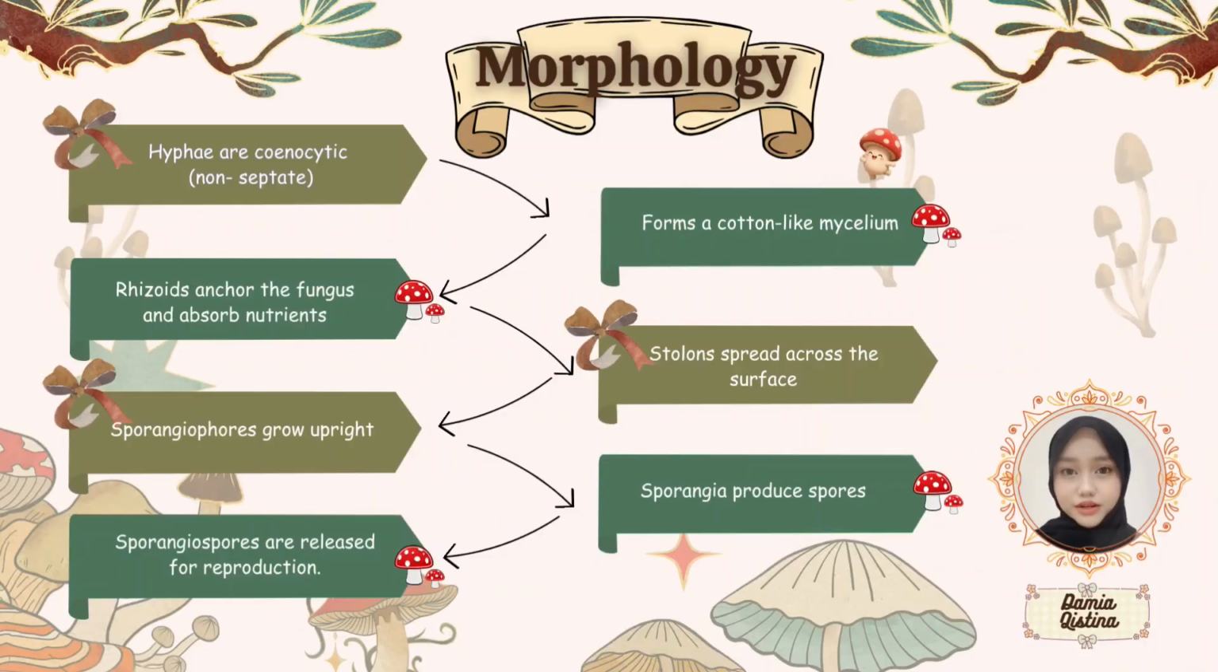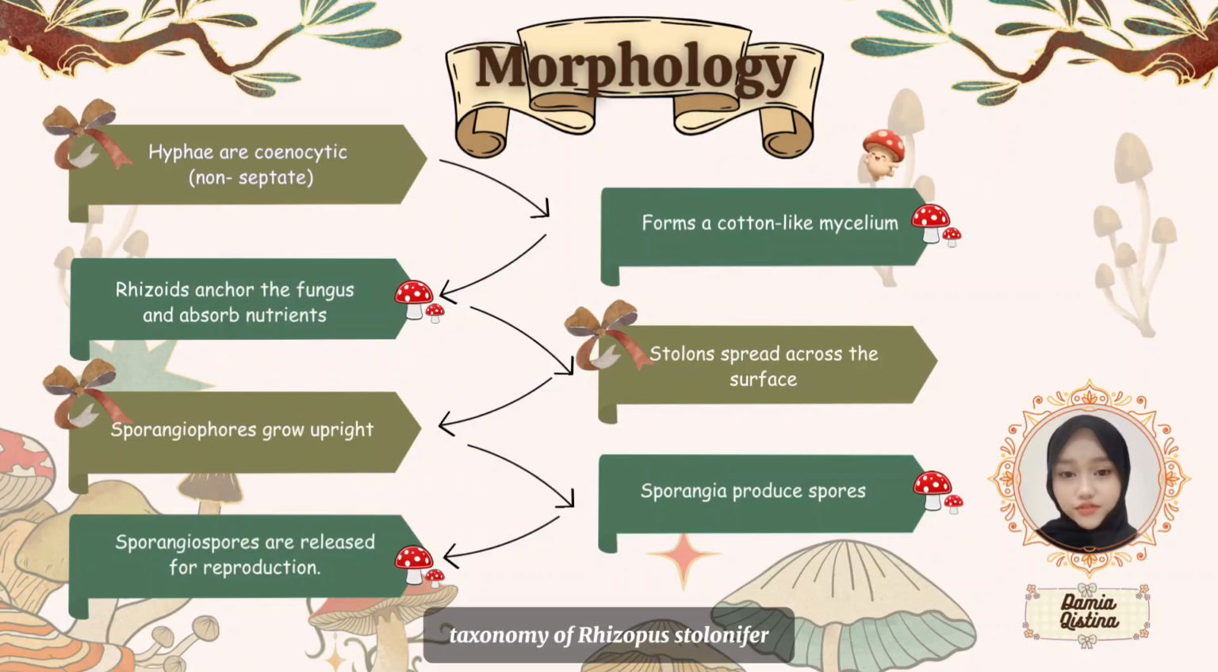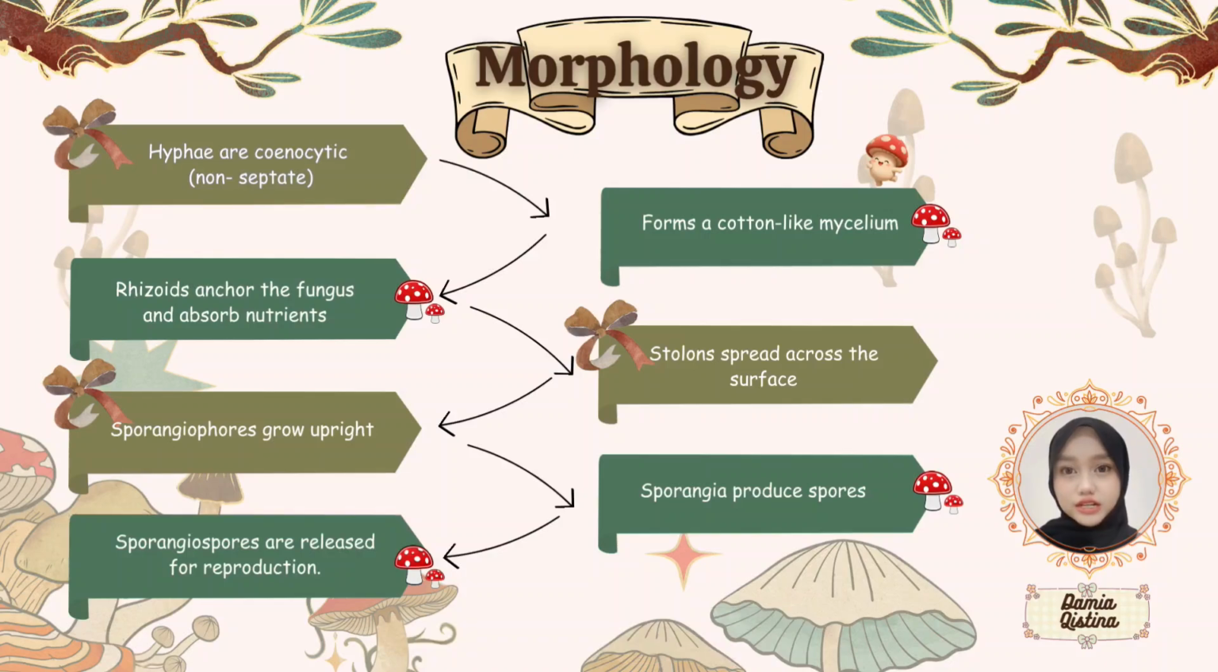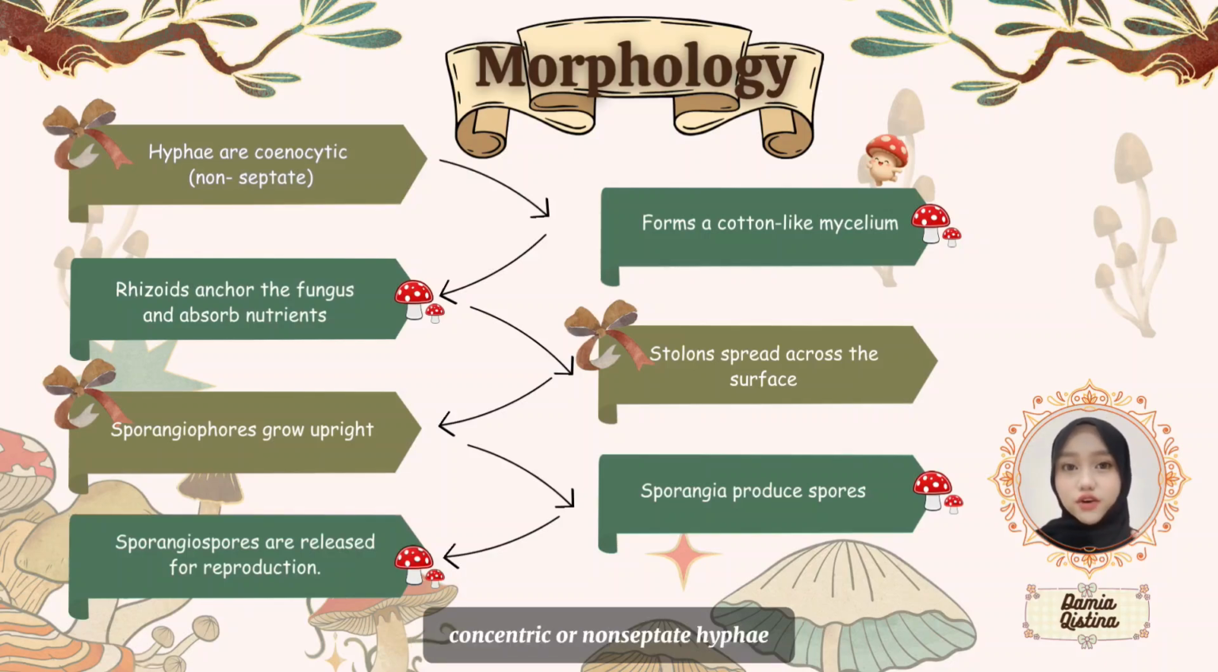After learning about the taxonomy of Rhizopus stolonifer, I will now explain its morphology, habitat, and nutrition. First, let's begin with its morphology. Rhizopus stolonifer is composed of coenocytic or non-septate hyphae, which means the hyphae do not have cross-walls. This structure allows the cytoplasm to flow continuously throughout the hyphae, supporting efficient growth. The fungus forms a cotton-like mycelium that spreads rapidly across the surface of its food source.